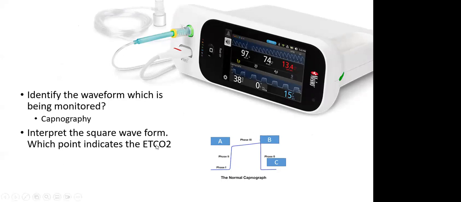So when there is a capnography, you can see that it is a square. Okay, so there is point A, point B, and point C. So which point indicates your end tidal CO2? So the end tidal CO2 is determined by your point B here.